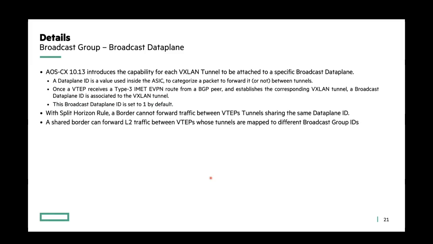So this is also known as EVPN route type 3. Coming back to the broadcast data plane, by default and following the split horizon rule, a border won't be able to forward traffic between 2 VTAPs attached to the same broadcast data plane. This will avoid any issue with loops and so forth. So a border will only be able to forward traffic between tunnels belonging to different broadcast data planes. And by default, all eBGP-based tunnels coming from different fabrics will be attached to the data plane 1.